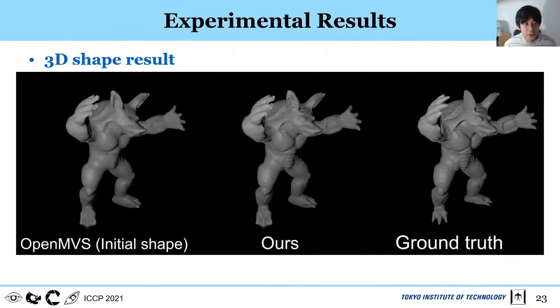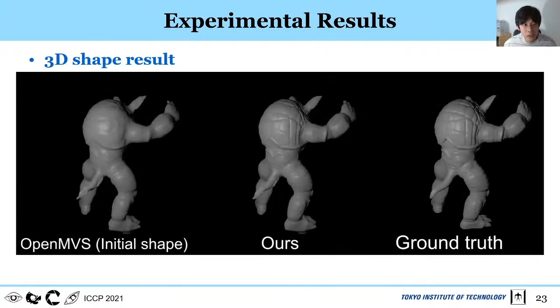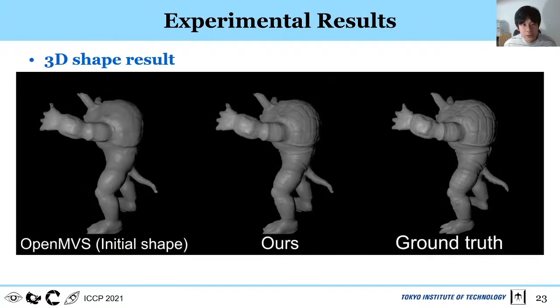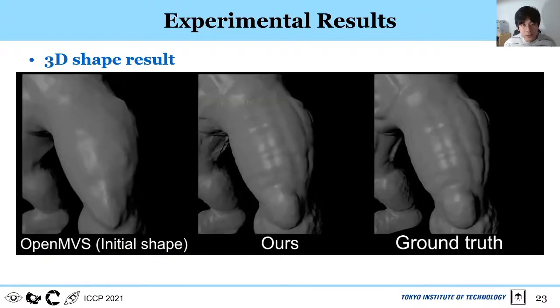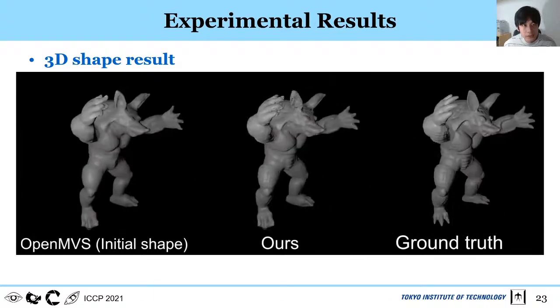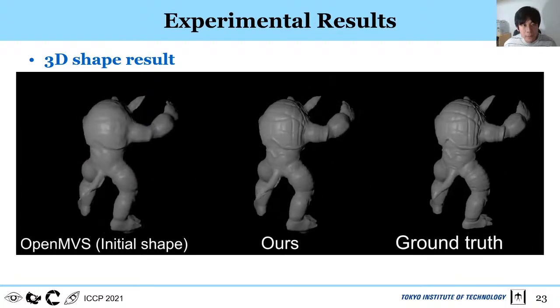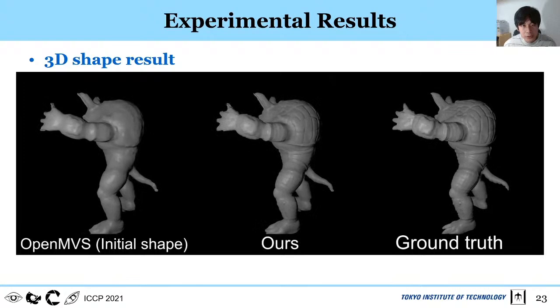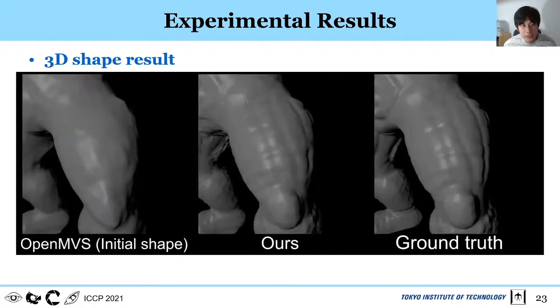This slide shows the qualitative comparison of the estimated 3D shapes. Left is the shape generated by OpenMVS that is used as the initial shape. Middle is the refined shape using our method, and right is the ground truth.